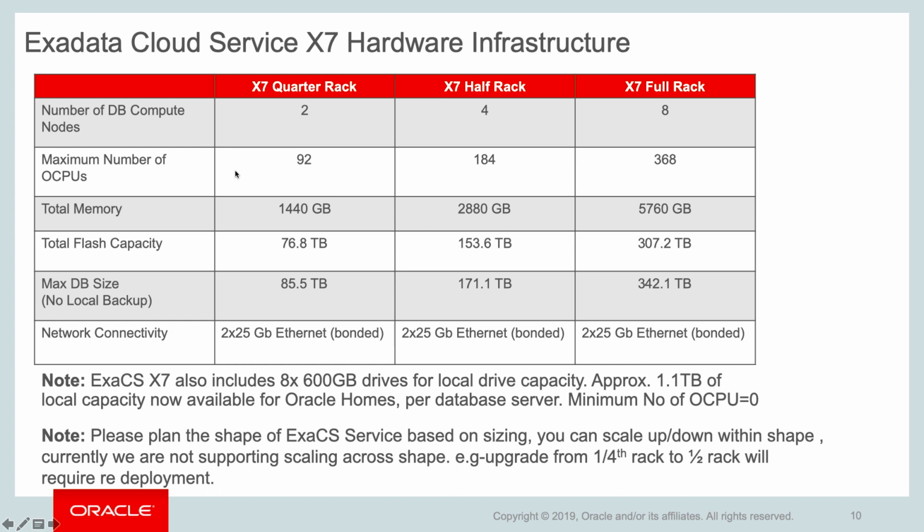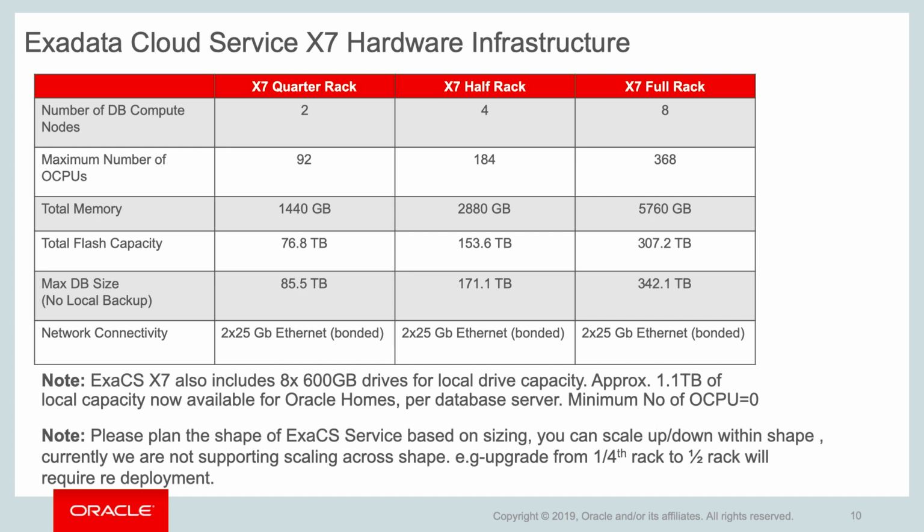Total memory on a quarter rack configuration is roughly 1.5 terabyte. On a half rack, it goes roughly 3 terabyte, and on a full rack, it's roughly 5.5 terabyte. In terms of flash capacity, which is NVMe flash, quarter rack has 76.8 terabyte of flash. Half rack goes 153, and full rack provides 307 terabyte.